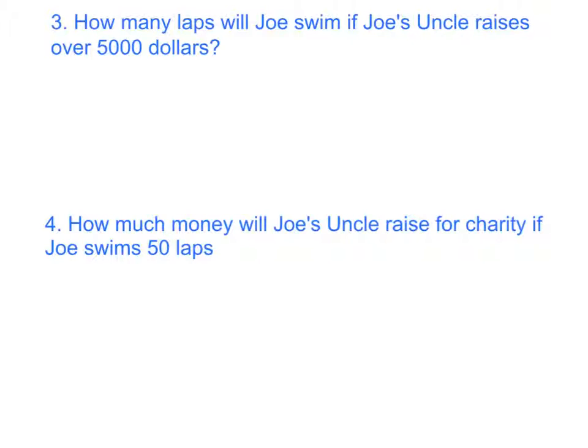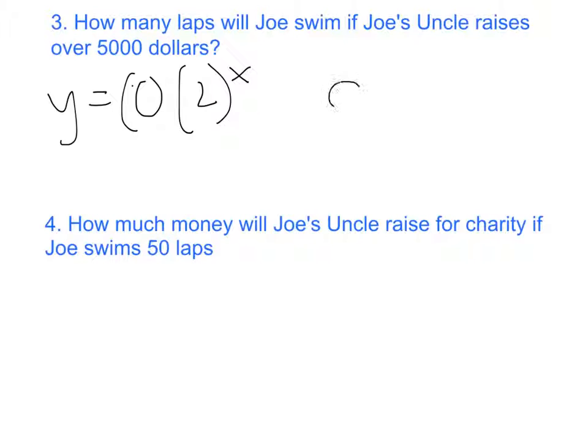Question 3. How many laps will Joe swim if Joe's uncle raises over $5,000? And the equation is y equals 10 times 2 to the x power. And to solve this, you have to find out in the graph how many laps he would swim to raise over $5,000. And if you plug it in the graph, the equation comes out to have 30. And the answer would be 9 laps.